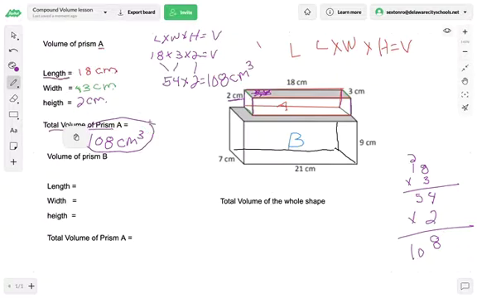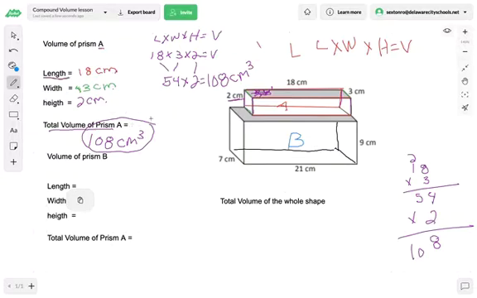Okay. Now, let's talk about Prism B. Prism B, we're going to do the exact same thing. Same, second verse, same as the first. We're going to find the length, width, and height of Prism B.